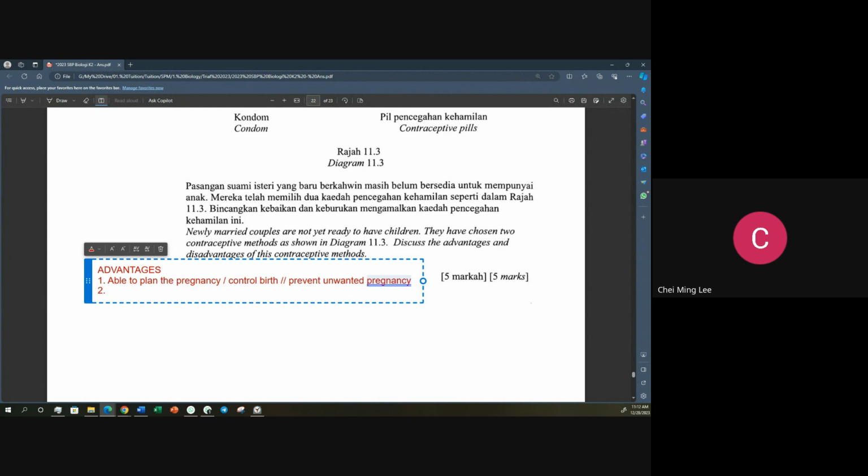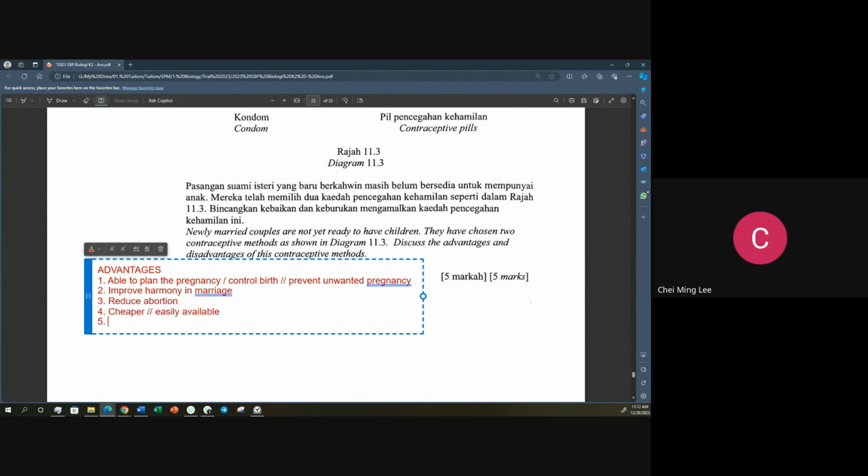Okay, then improve the harmony in marriage. So it means that kid is the problem. Reduce the abortion. Abortion is what we call guguran, where the pregnancy suddenly went wrong. And the method is cheaper and easily available.